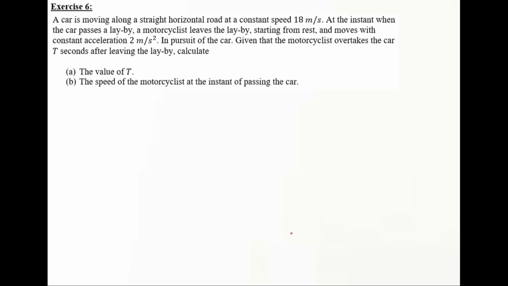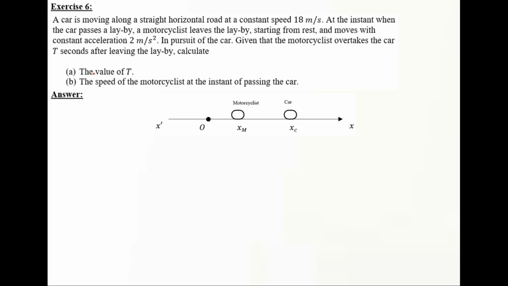Alright, let me explain what's happening exactly. Initially, we have a car which is moving at a constant speed given by 80 meters per second. At the lay-by, near the road, we have a motorcyclist. The instant the car reaches the lay-by, the motorcyclist is gonna accelerate and try to catch the car. Now, the best way to understand the exercise is to do a plot with an oriented axis. Now here we have the motorcyclist. The position of the motorcyclist is xm, and here we have the car. The position of the car would be xc.